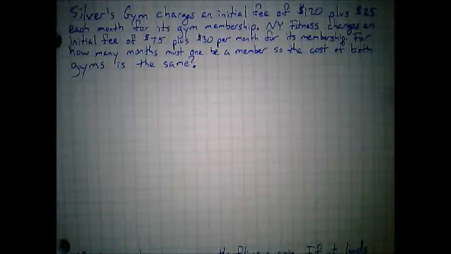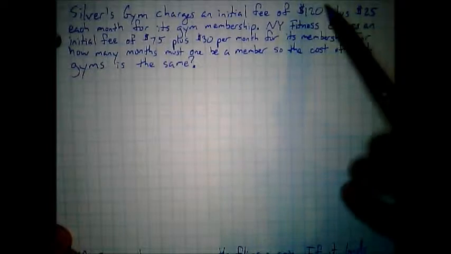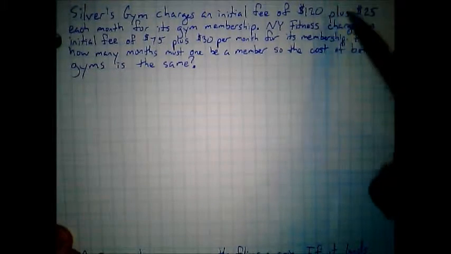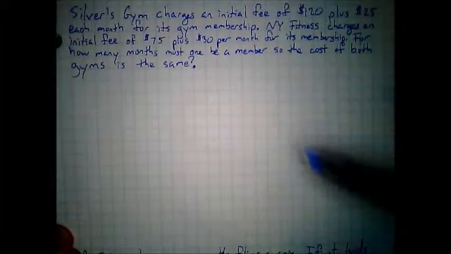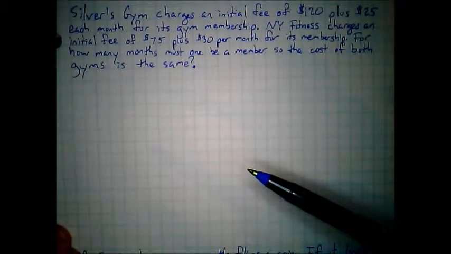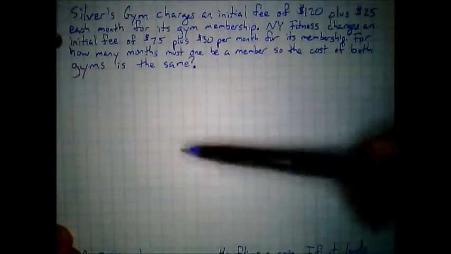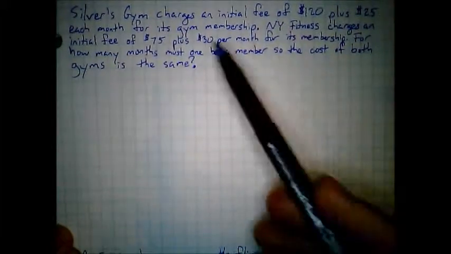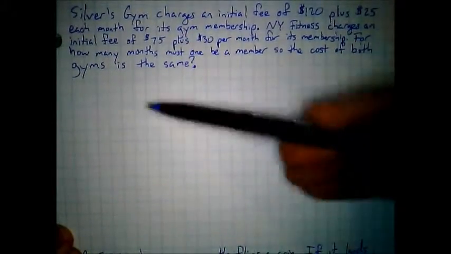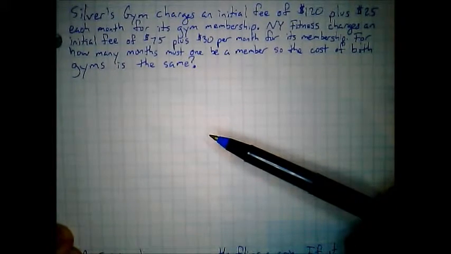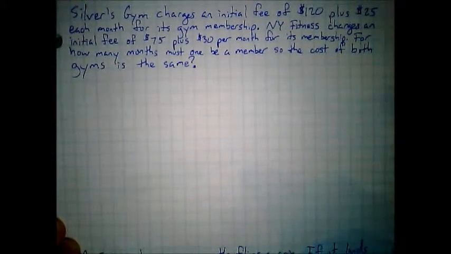So, this type of problem we're actually used to. We saw problems like this starting back in chapter 4, and this was never a guess and check problem. Okay, we notice both of our gyms have an initial fee and a certain growth. They have a starting amount and a certain growth. So we're actually very used to writing equations like this. Silver's Gym has an initial fee of $120 plus $25 each month. It has a growth and a starting amount. So does New York Fitness. It has a growth of $30 per month and a starting amount of $75. So we're very used to and very comfortable writing equations this way.